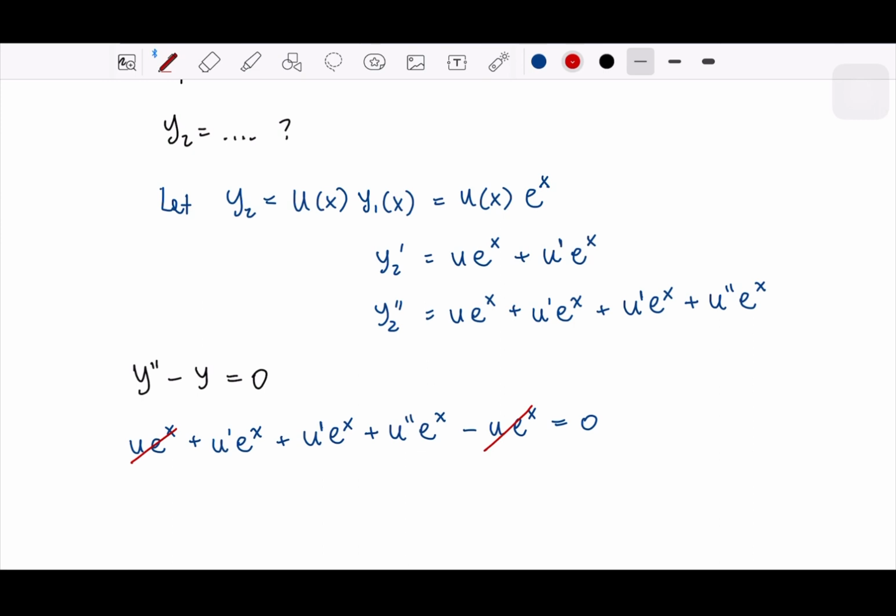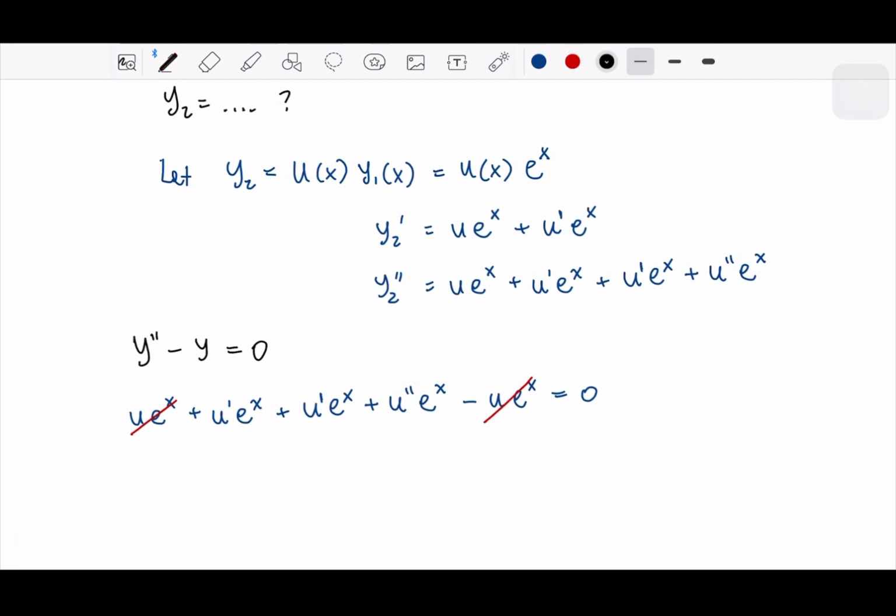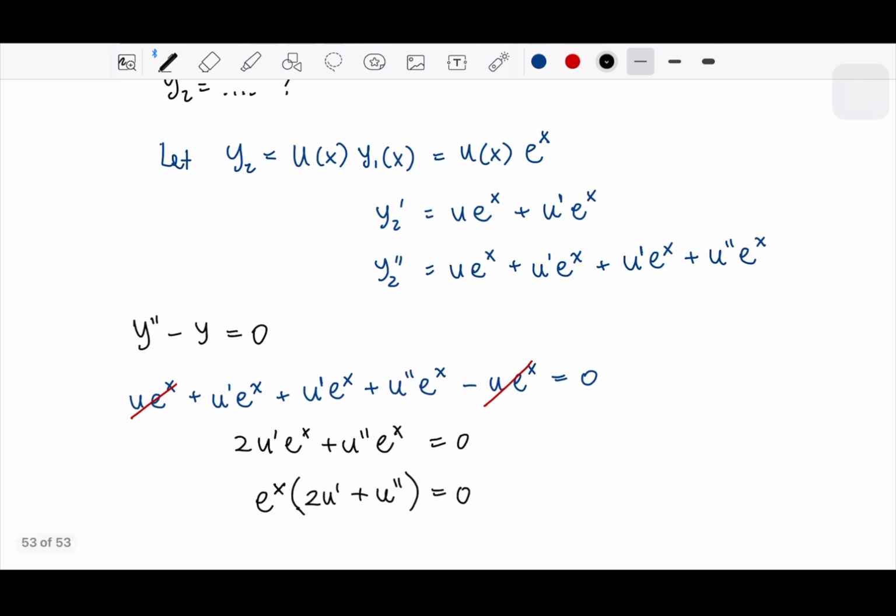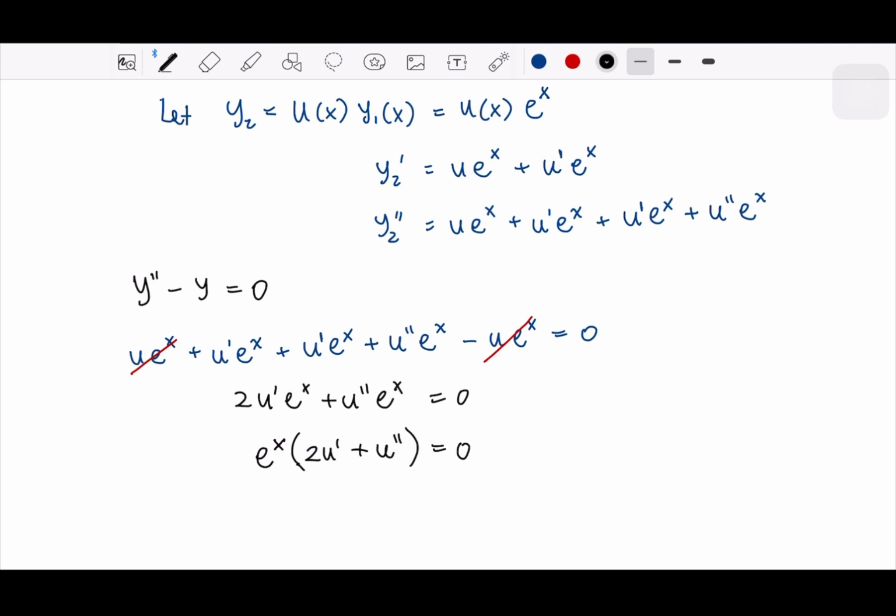So we have that as our equation, and we can write e^x. This will be 2u prime e^x plus u double prime e^x equals 0. And e^x, we can factorize. This will be 2u prime plus u double prime equal to 0. And from this equation, we know that e to the power of x is always positive. So the one that can make this equation 0 is the inside. So let's observe this 2u prime plus u double prime.